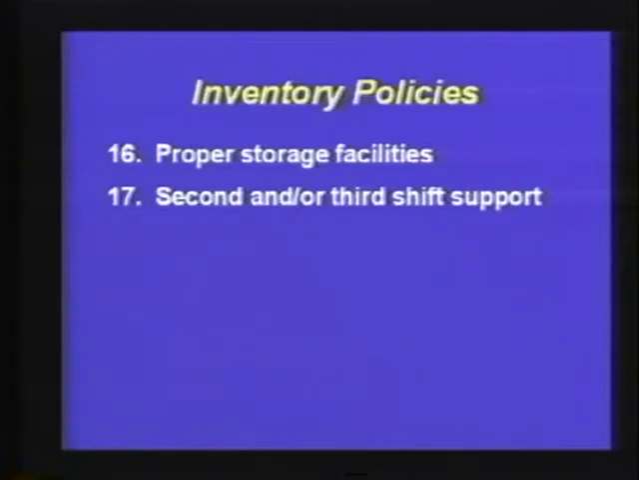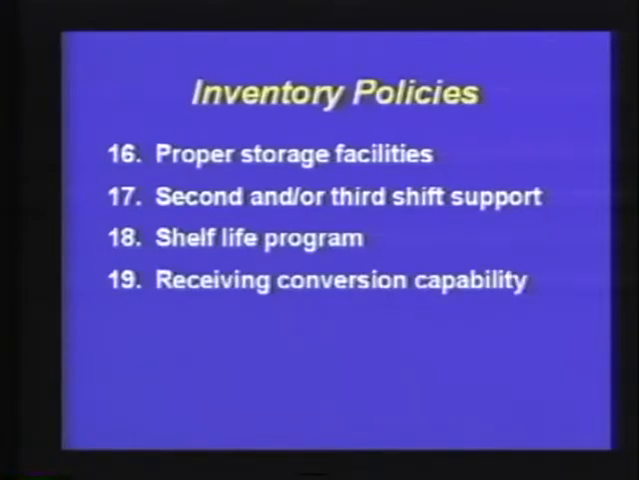Item 17 addresses the second and or third shift support to make certain that as items are withdrawn from stores, the inventory record and the storeroom record integrity is maintained. 18 pertains to the shelf life program, which we're going to discuss in detail, and we have a need for receiving conversion capability, which is item number 19.